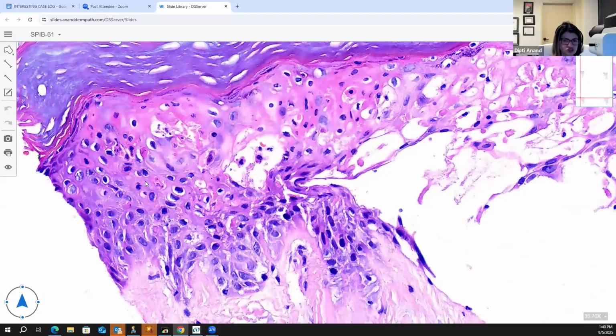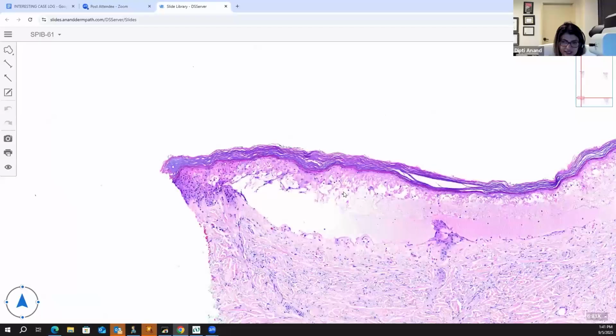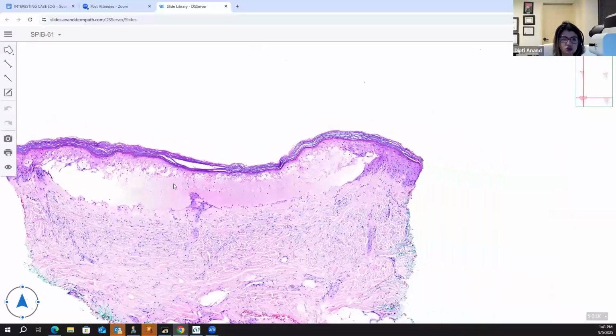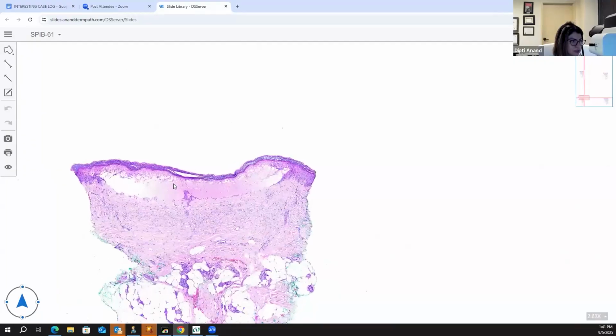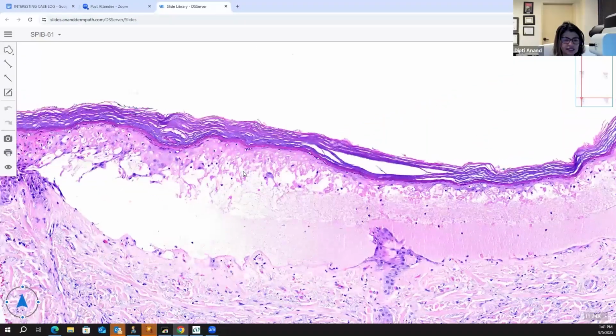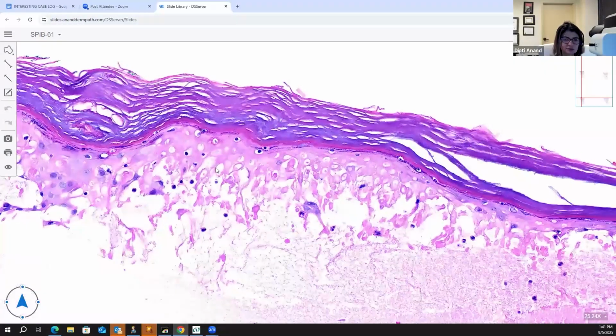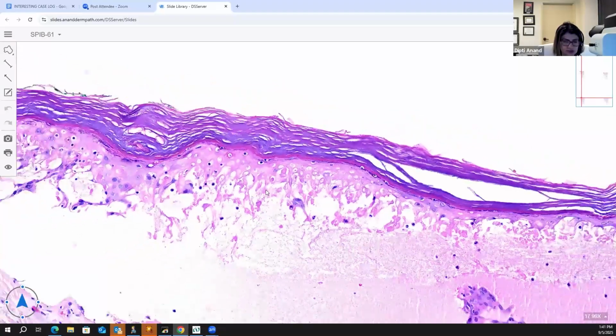You see the interface change here? Yes. And then the second thing: some people probably thought also about subepidermal blister, right? The roof of the blister in a subepidermal blister is not necrotic like that. So that's why it's not a subepidermal blister.